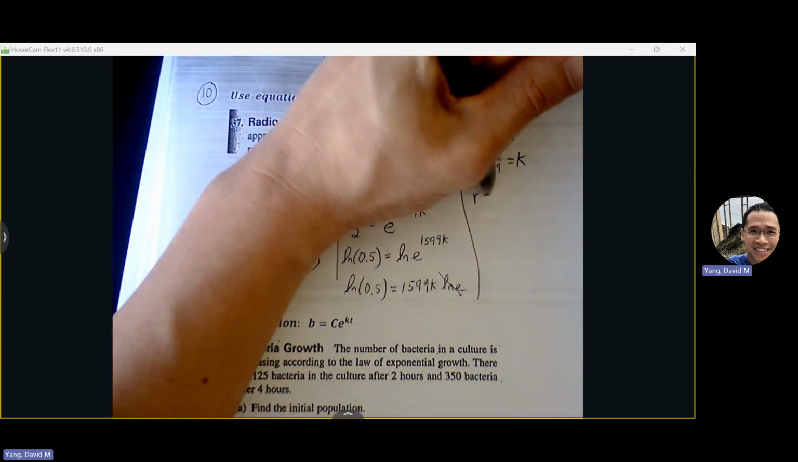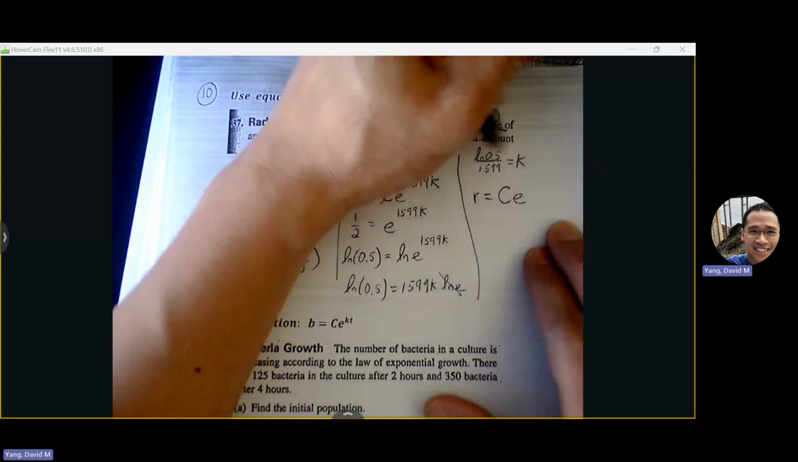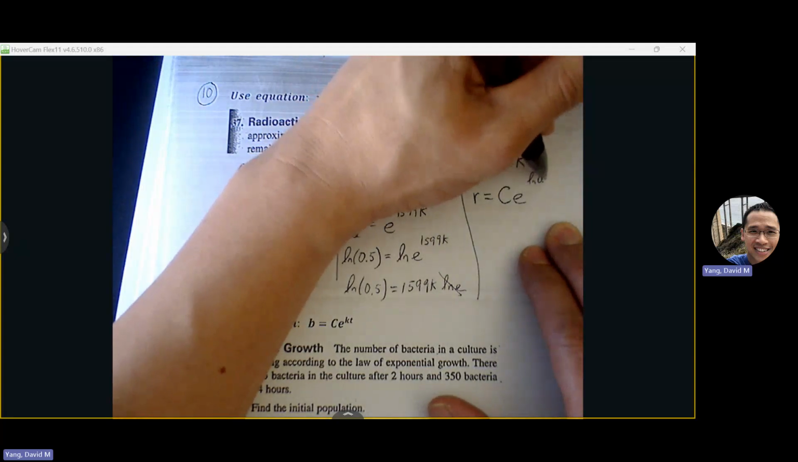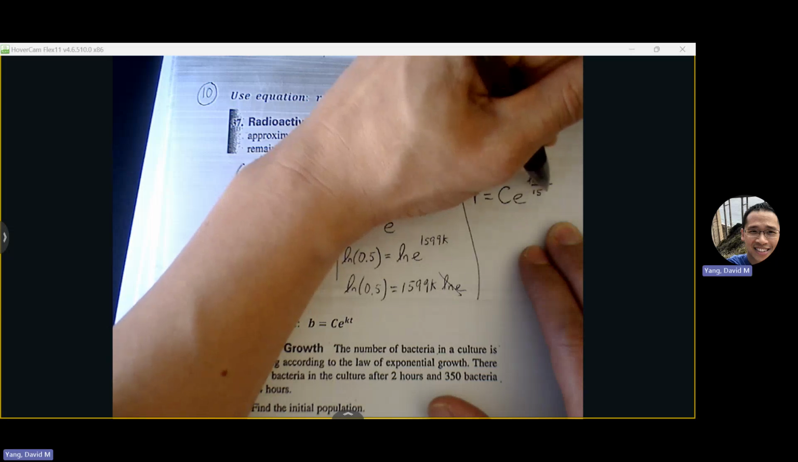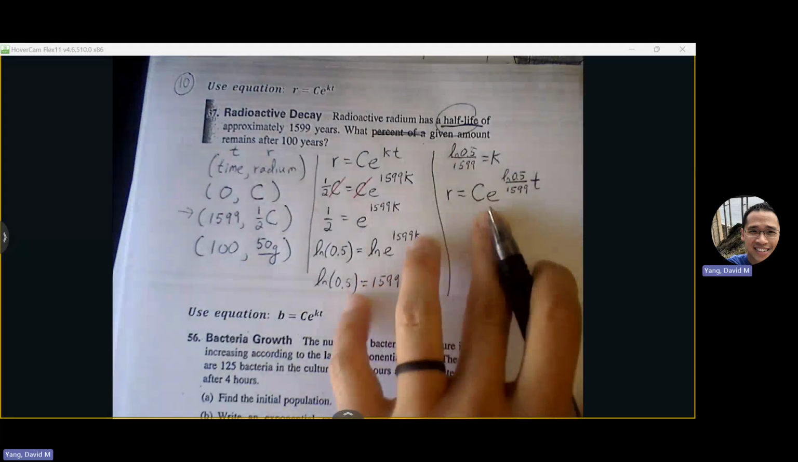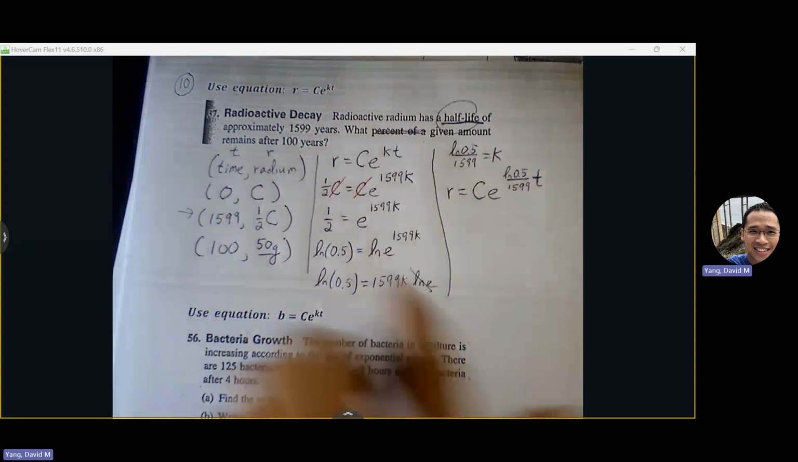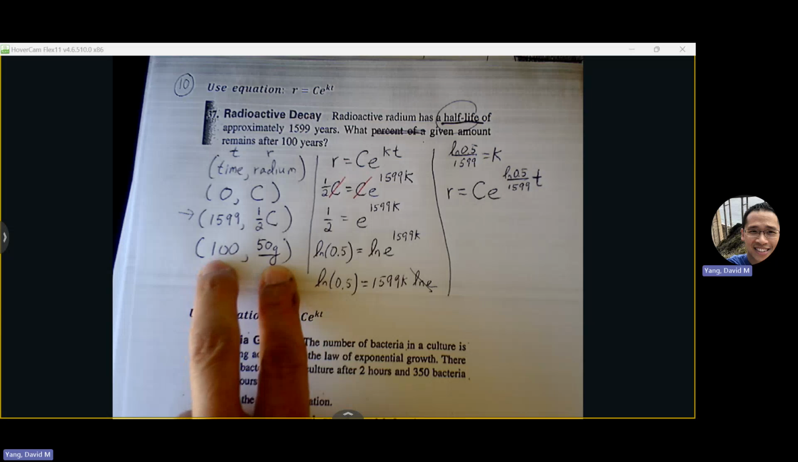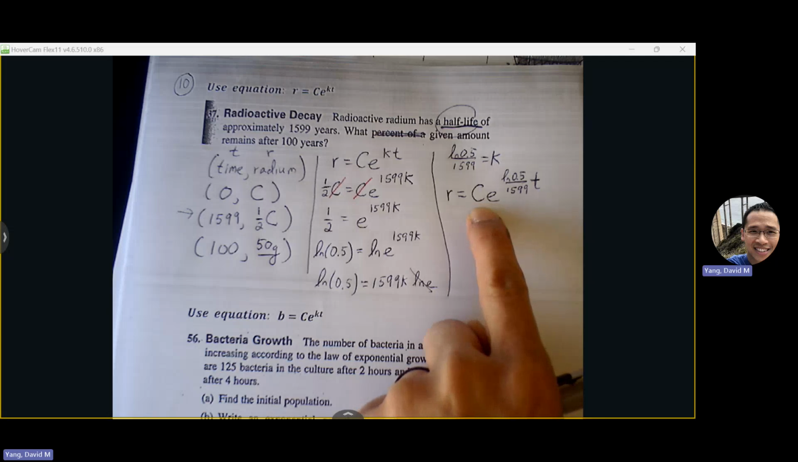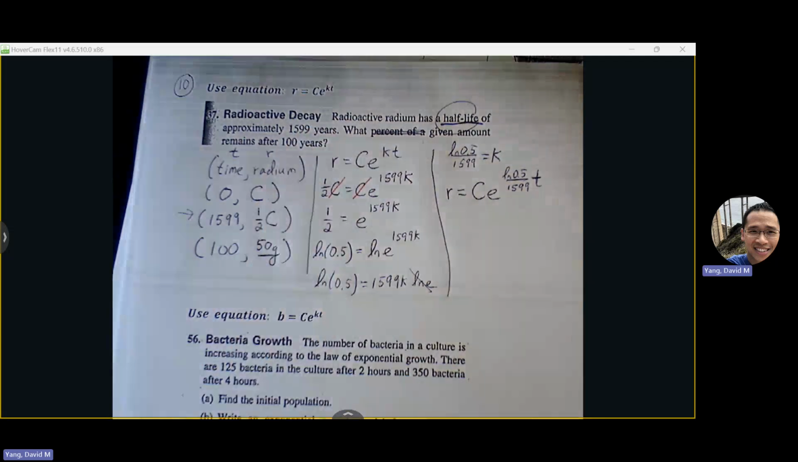So let me update my equation. R is equal to C e to the kt. Again, you want to hold on to your K value as exact. If you convert that to a decimal, it's going to decrease the accuracy of your final answer. So this is my updated equation with my K value. Now I can plug in 100 for T and 50 for R, and that should allow me to solve for C, because that will be the only variable remaining. If I solve for C, then I have my initial amount.